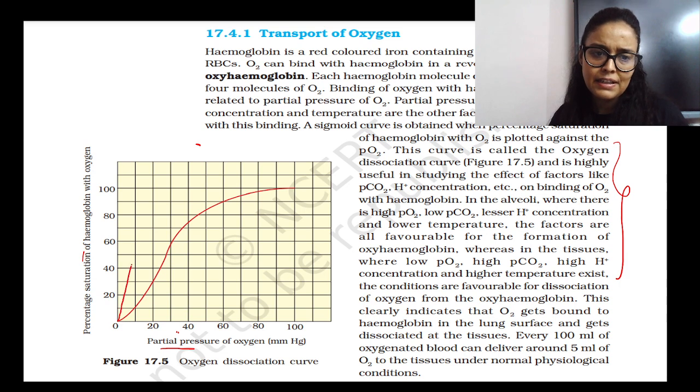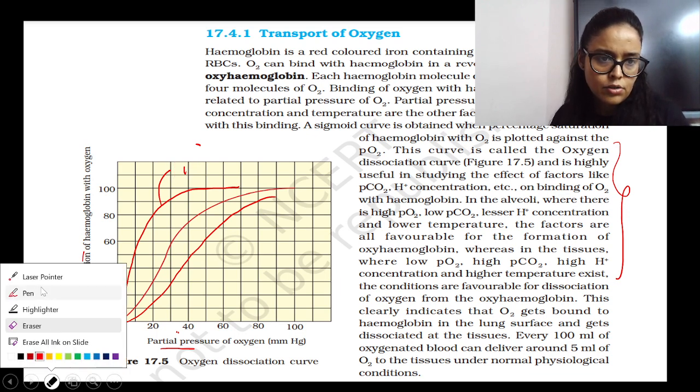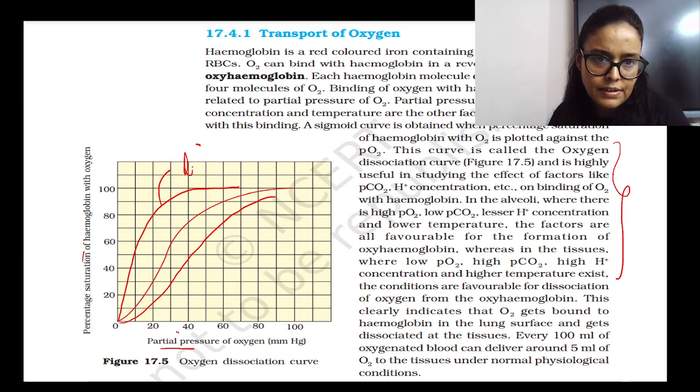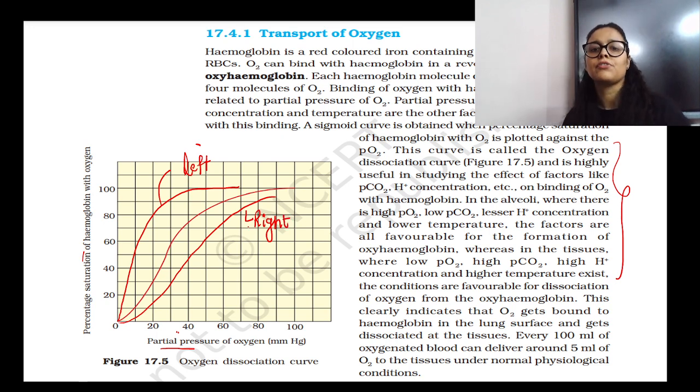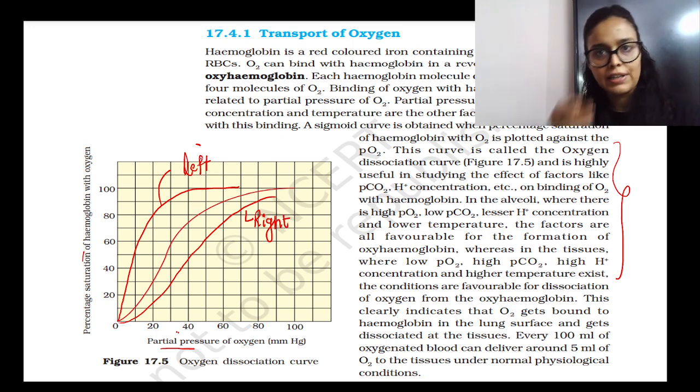But when the pH of the body, or in some organ of the body, changes, it shows the left shift, and in some parts it shows the right shift. So we will see where it shows the left shift and where it shows the right shift. So we will talk about it. Sorry, this is the left shift and this is the right shift. We will see which part of the body shows the right shift, and which part of the body shows the left shift.